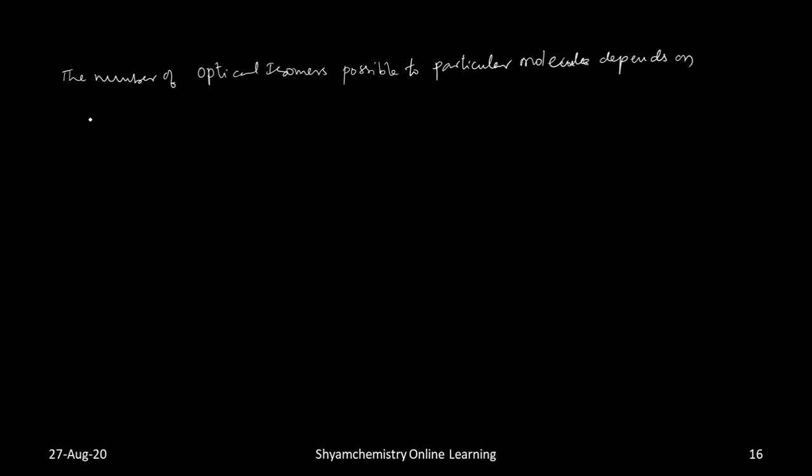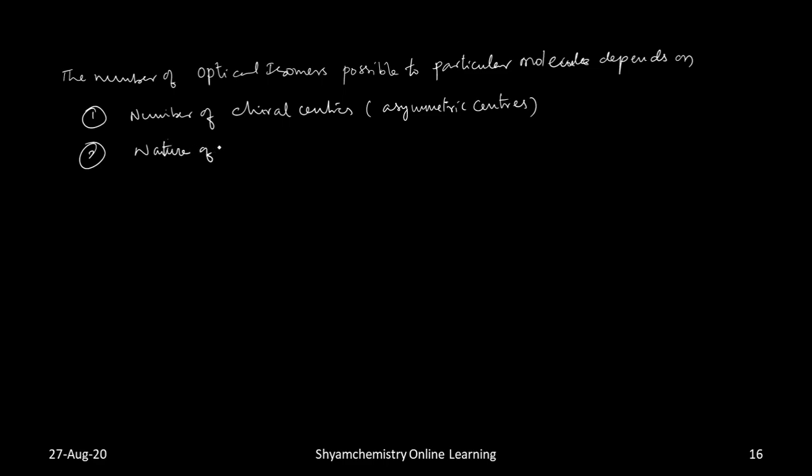depends on two factors. One, number of chiral centers or asymmetric centers, and second factor is nature of chiral center in the molecule. Okay, let us discuss one by one.